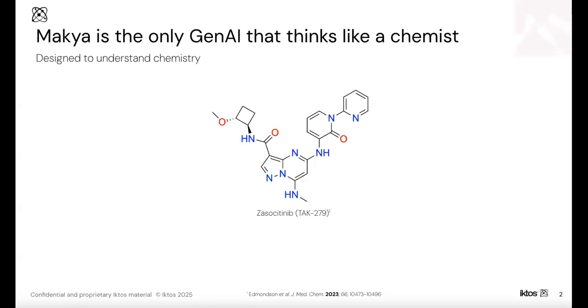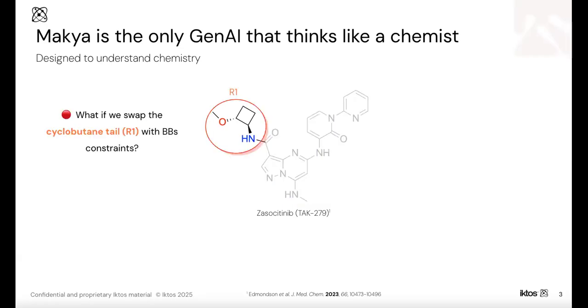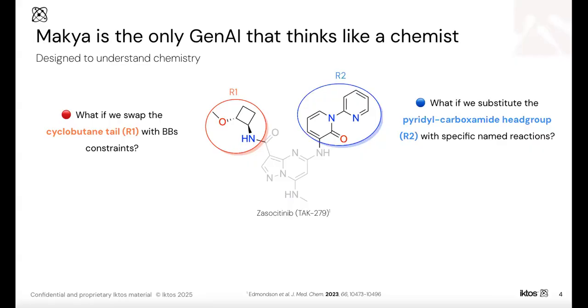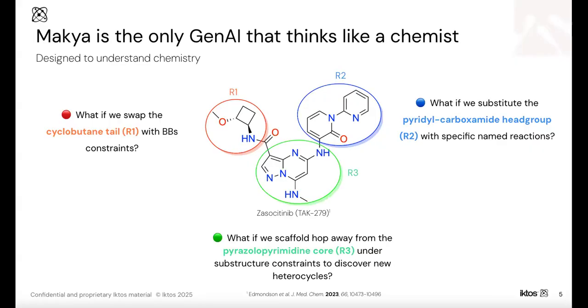Unlike typical Gen AI models that just generate SMILES or optimize black box scores, Makya is built to think like a chemist. It understands structures, reactivity, and constraints at the building block level. That means we can ask chemically meaningful questions like, what if we replace the cyclobutene tail with synthetically accessible alternatives? What if we substitute the head group using specific name reactions? Or what if we explore new heterocycles by hopping out the core under structure constraints?